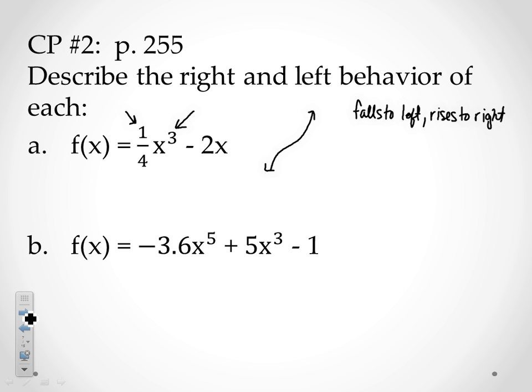Take a look at the second one. Again, we have an odd degree, but we also have a negative lead. Okay, so instead of what we had up above, aren't we going to get the reflection of it then? Or something, a reflection of that kind of a curve anyway. So instead, it's going to be more like this. So describe that left to right behavior. It's going to rise to the left side.